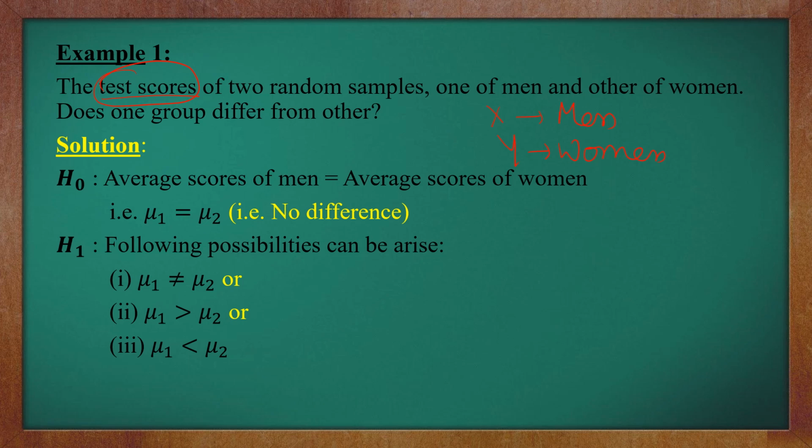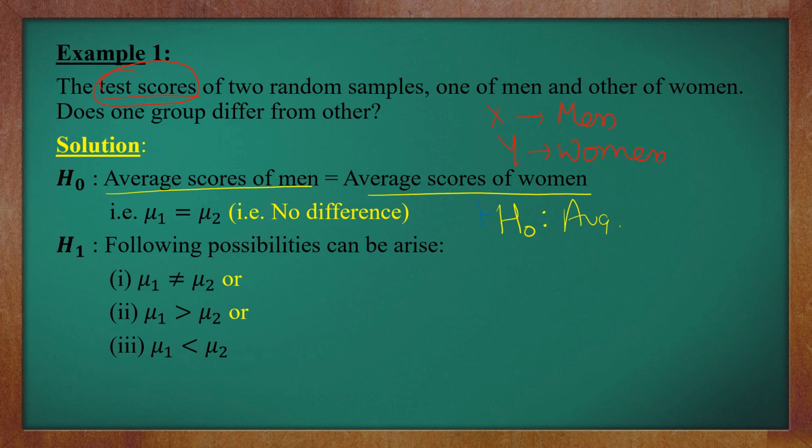So first of all, without thinking, just take an assumption for the null hypothesis. What is the null hypothesis? The null hypothesis means there is no difference in the test scores of men and women. I have written it over here also: the average score of men is the same as the average score of women. There is no difference.